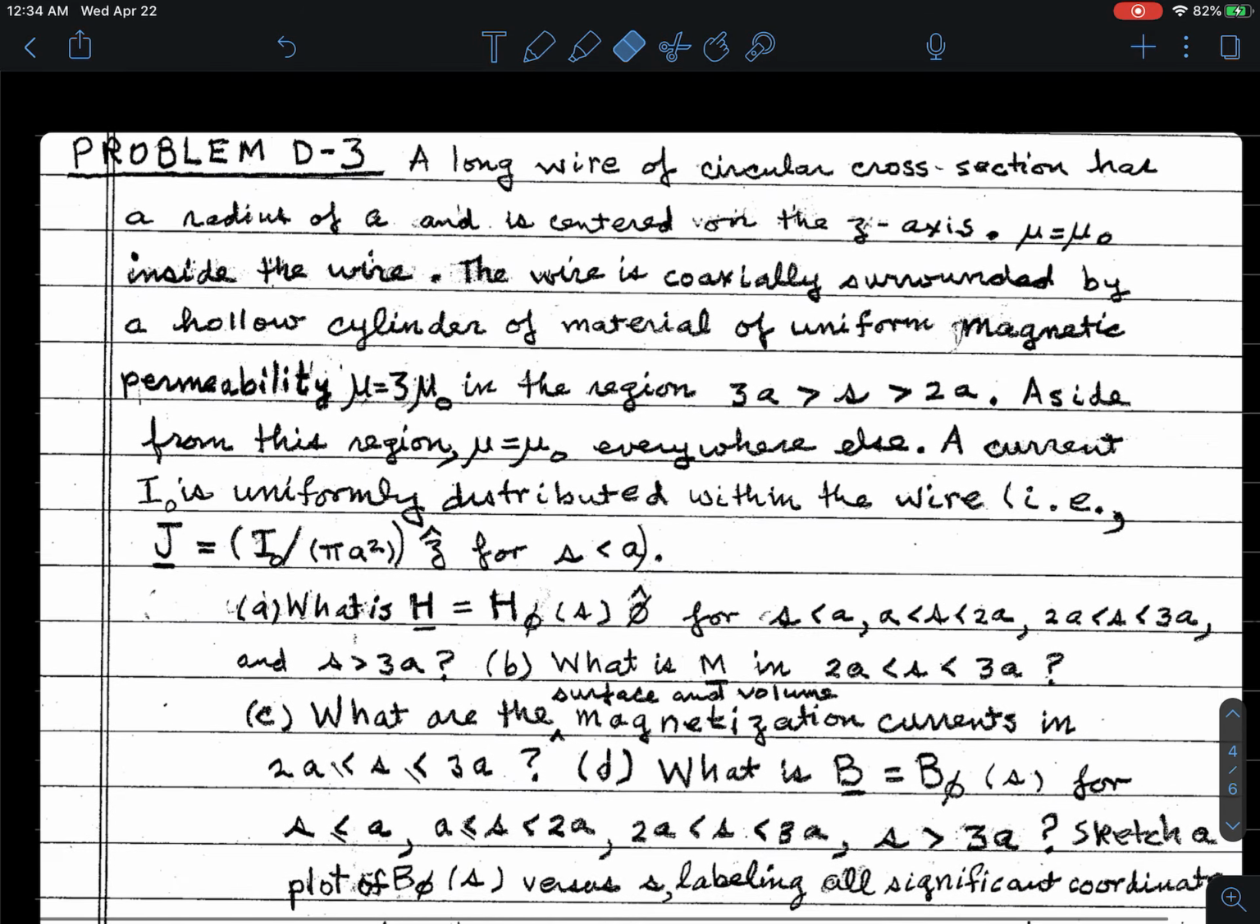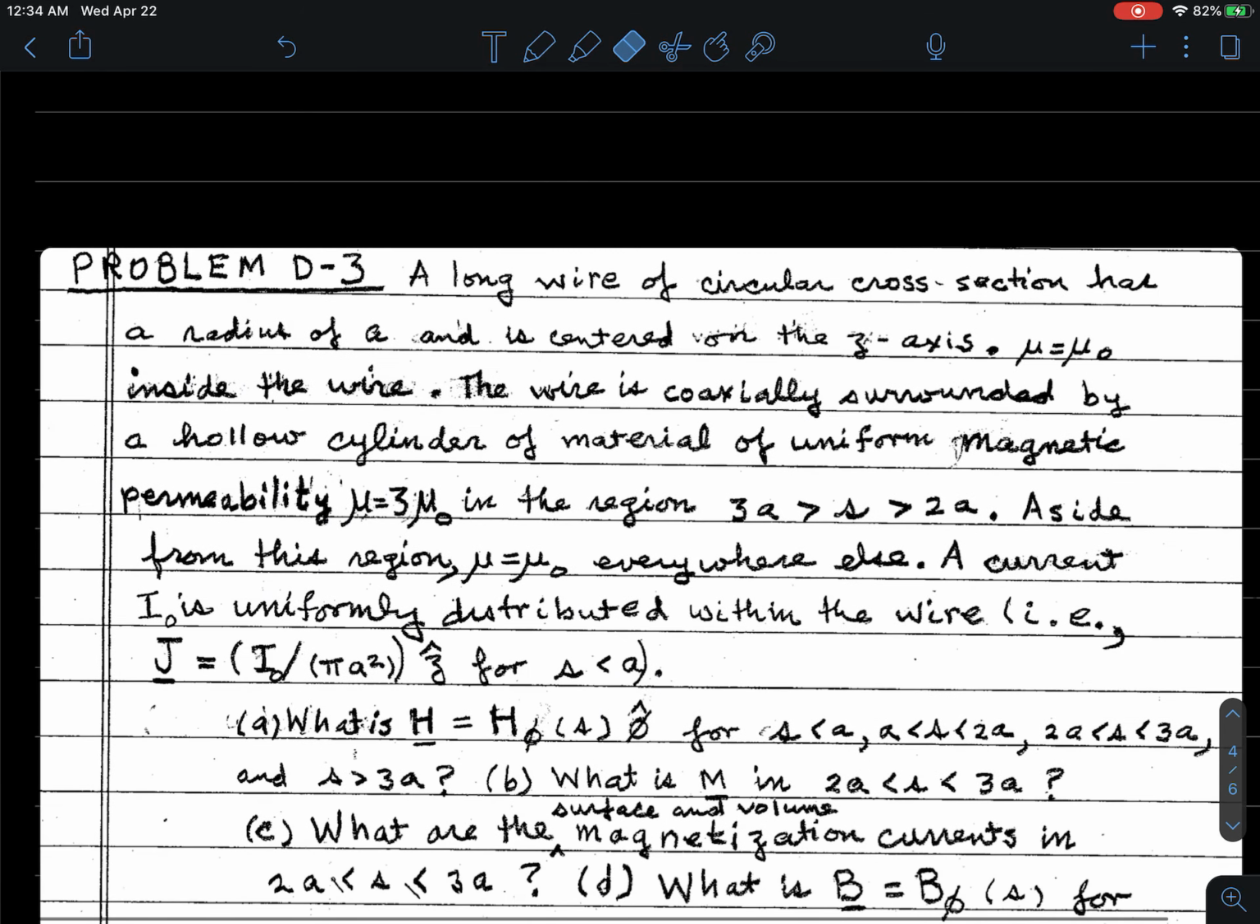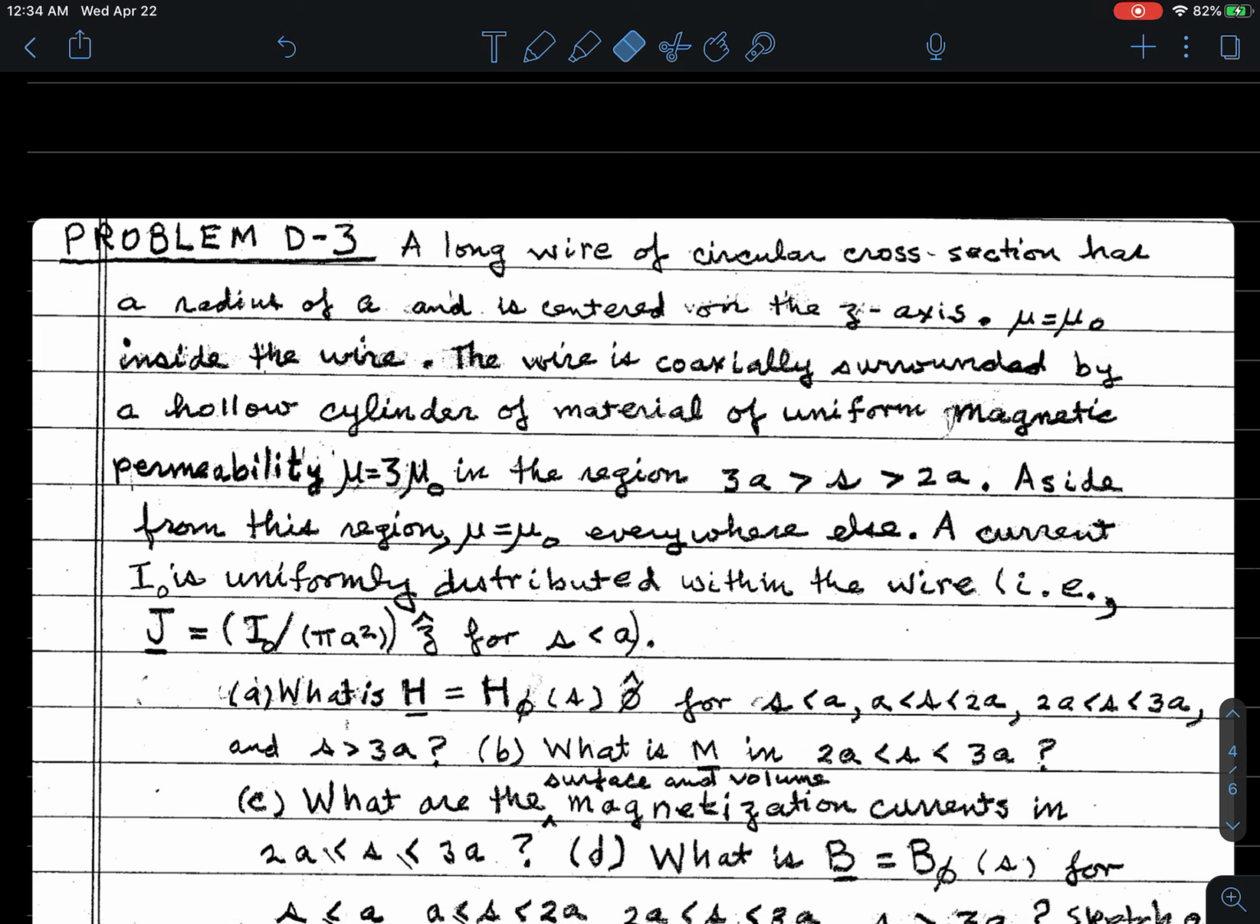Hi everyone. So today we'll be solving problem 3 on assignment D. A long wire of circular cross section has a radius of a and is centered on the z-axis. It has permeability mu naught inside the wire.